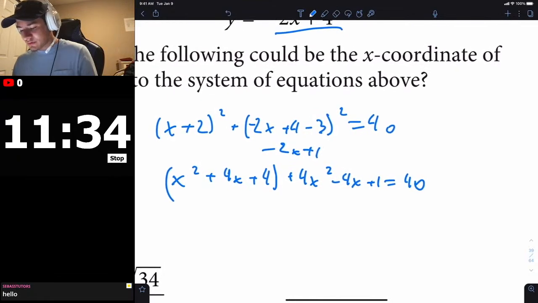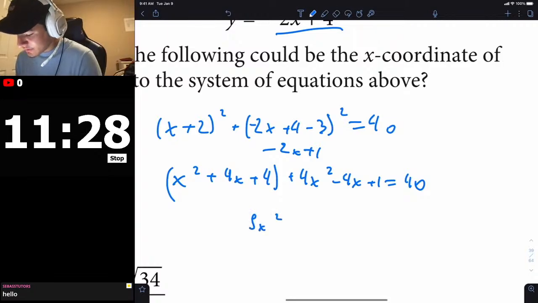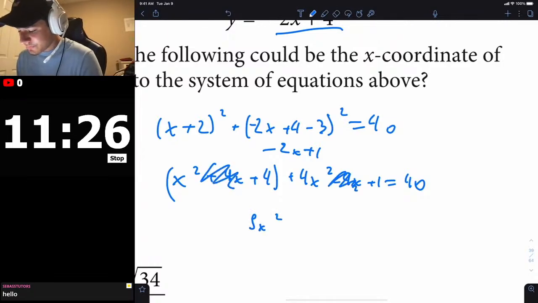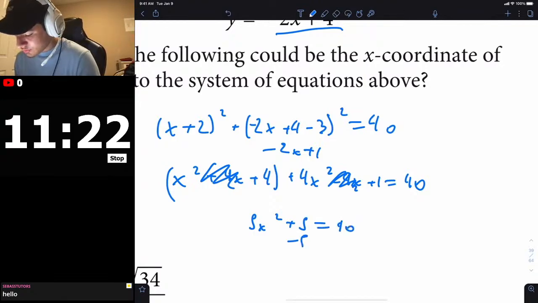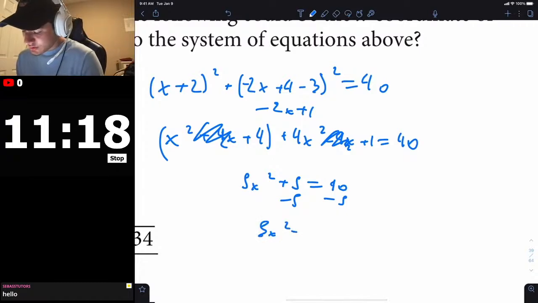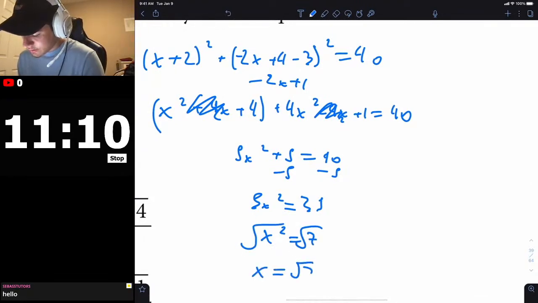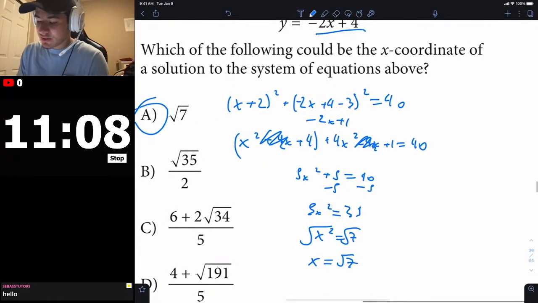Sorry, I don't know why that took me so long, but anyways, we can go ahead and add like terms, so we get 5x squared, and these 4x's are going to cancel, and then we get plus 5 equals 40. Subtract 5, subtract 5. So I get that 5x squared is equal to 35, divided by 5. Take the square root of both sides to get x by itself, and x is equal to root 7, or option A.